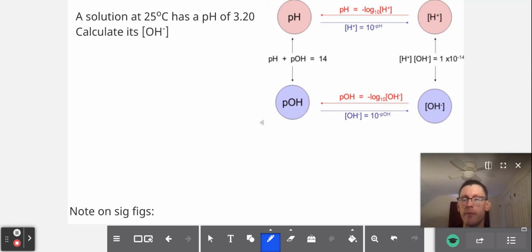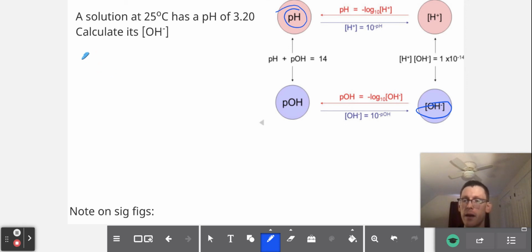This is going to be a 2-step problem. So a solution at 25 degrees Celsius has a pH of 3.20. Calculate its concentration of OH minus. So if we're starting at pH and we're going to OH minus, we can go in two different directions. We could either first find the pOH, which is 14 minus 3.2, and then use the antilog to go to the concentration of hydroxide. I'm actually going to use the antilog first to go from pH to concentration of H plus, and then use Kw to get to hydroxide.